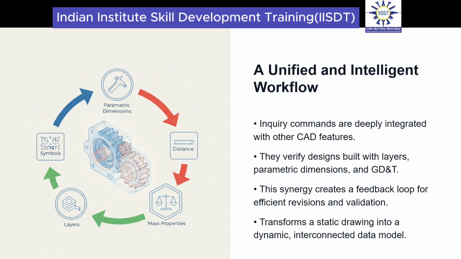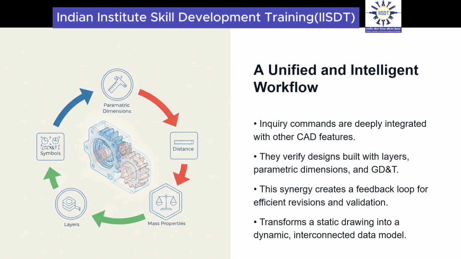In this environment, the inquiry commands serve as the validation and feedback system. After you make a parametric change to a model, you use the distance command to verify that your critical clearances are still within specification. After finalizing a complex housing, you use the mass properties command to ensure its weight is under the target limit. You use the area command to get the data you need to create an accurate note for the total surface to be painted. This creates a powerful feedback loop.